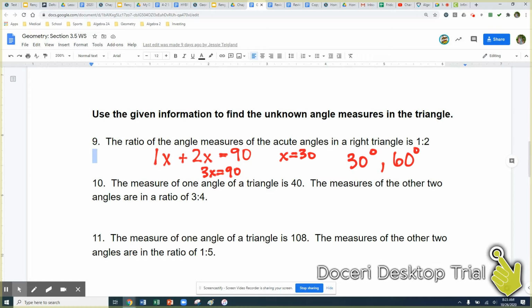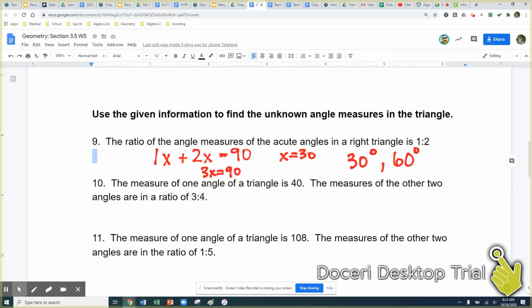On to number 10. It says the measure of one angle in a triangle is 40. The measure of the other two angles are in the ratio 3 to 4. So similar to number 9, we already know an angle is 40. So the first thing we've got to think of is how many degrees are left for the other two angles. 140.